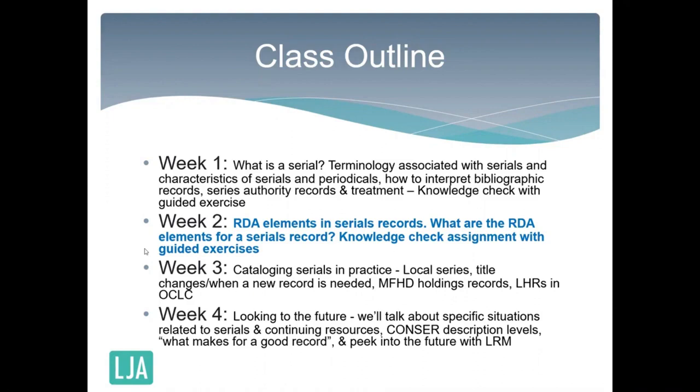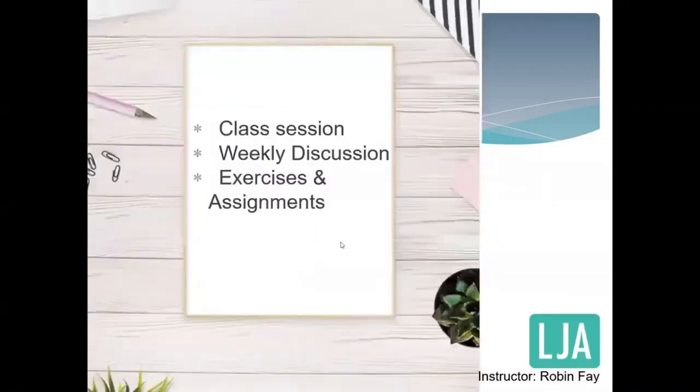So we'll look a little bit at e-serials. We'll talk about integrating resources some more, and we'll look at some of those other kinds of materials that we may deal with as part of serials too. And we'll talk more about CONSER and the description levels, what those are and why they matter. And then we'll wrap it up, and hopefully by that time you will have a sense of what makes for a good record, but we'll circle back on that idea of what makes for a good record. And then we'll peek into the future in terms of where we're going with serials.